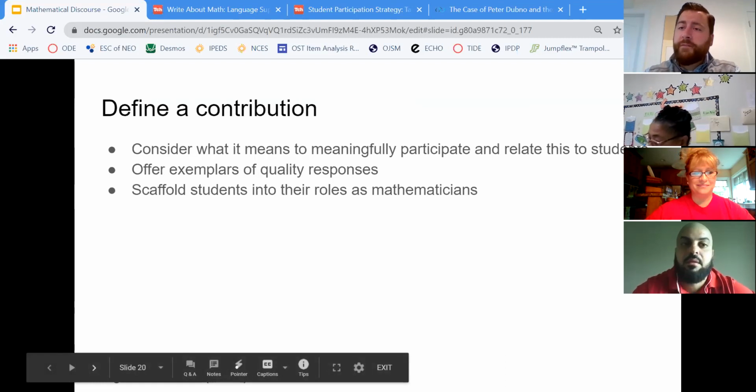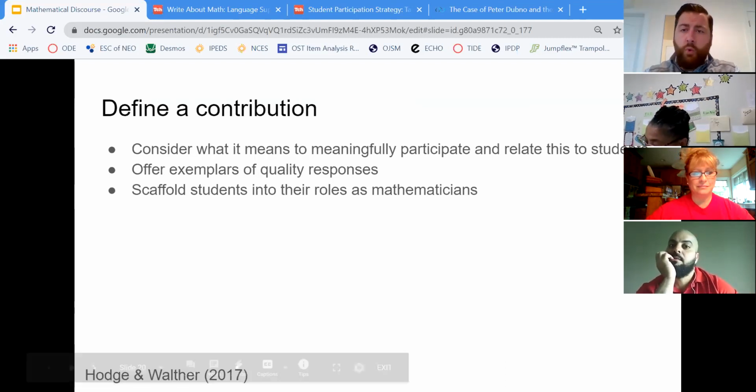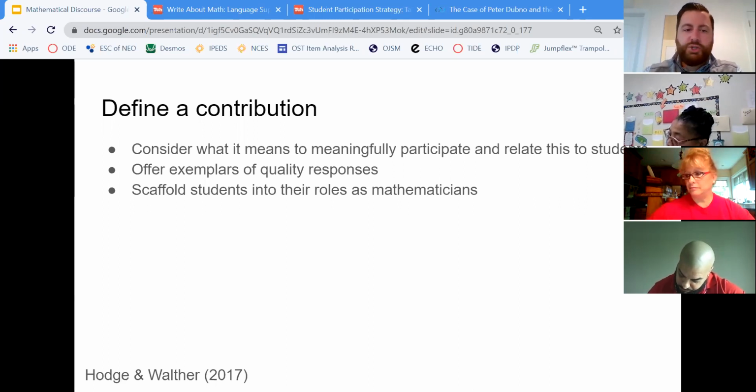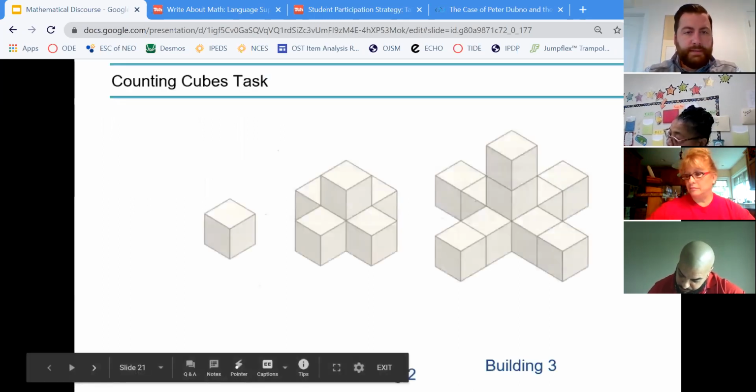And finally, we need to define a contribution. What does it mean to contribute? Is it a yes, no? Is it just to provide an answer? So this is a really great time for you to show an exemplar or to model. This is especially effective if we start this off early in the school year. Maybe it's a video clip, so students know what it means to meaningfully participate, and they have some way to structure their responses.